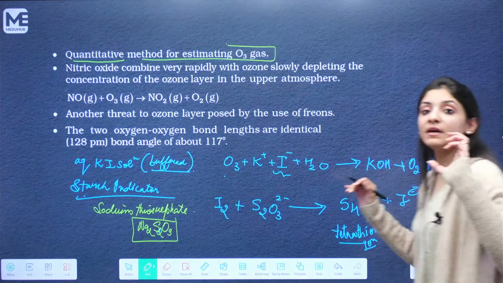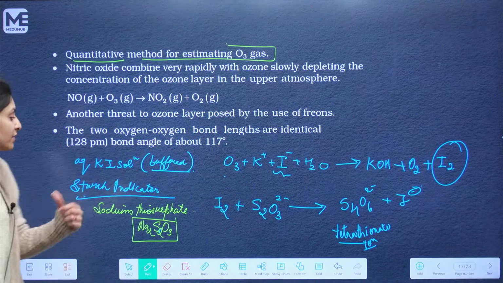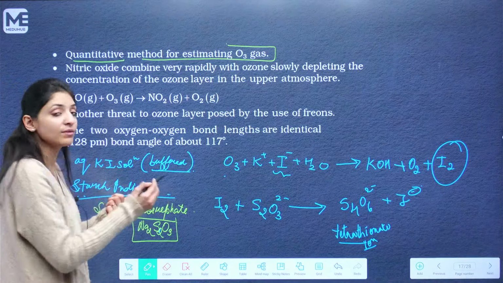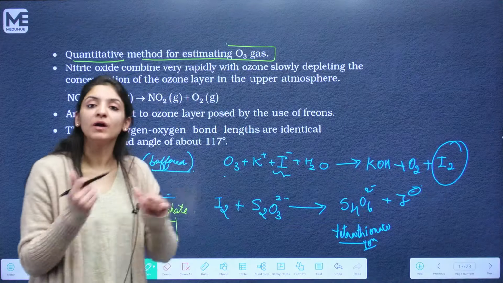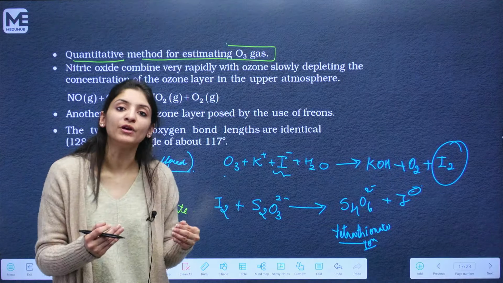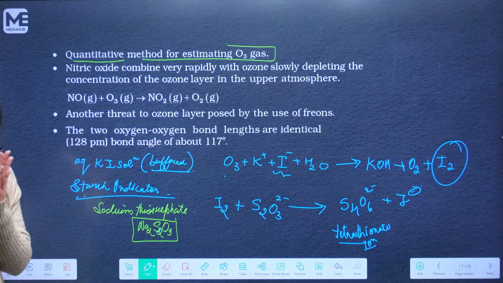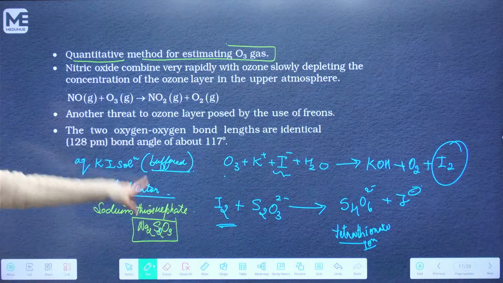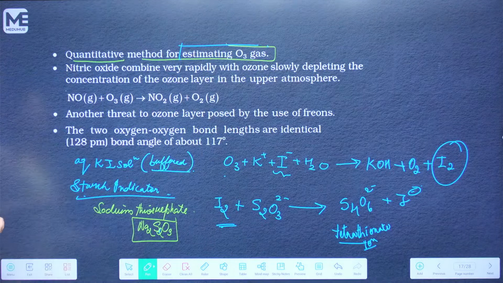So once all the iodine has been converted back to I minus, the blue color with the starch will disappear because starch only gave a blue color with iodine. Once all the iodine is converted to I minus, the blue color will disappear, and that is the end point of the titration, where there is no longer a blue color and the solution is colorless. So that is the end point, and this is the method by which O3 gas is estimated quantitatively.